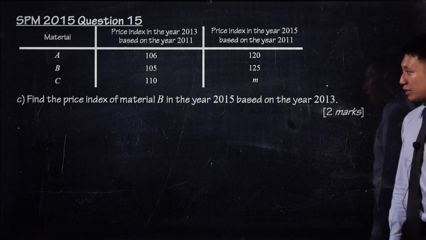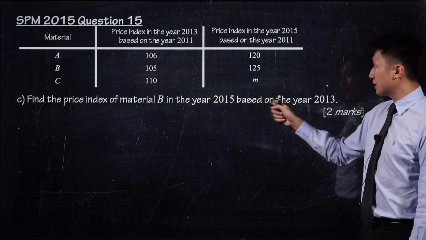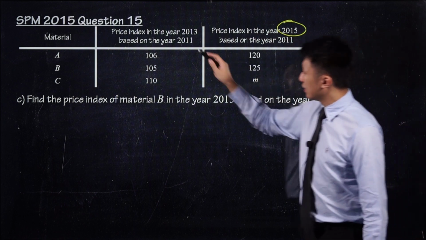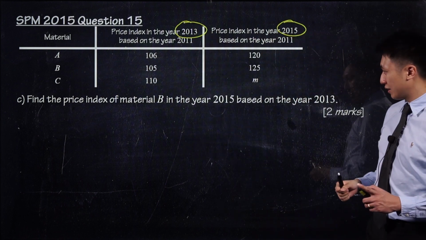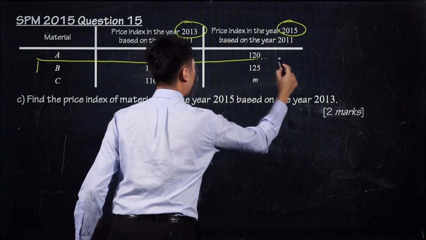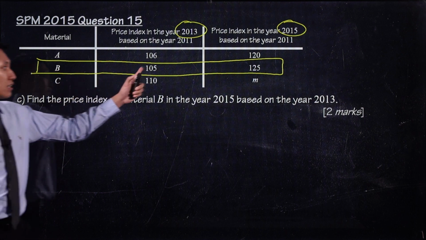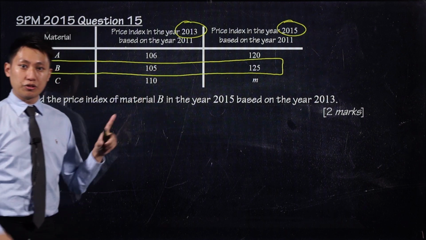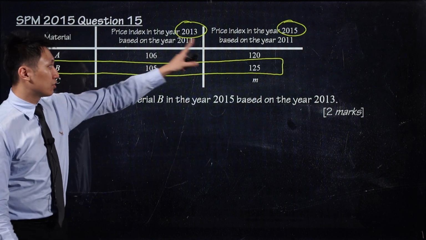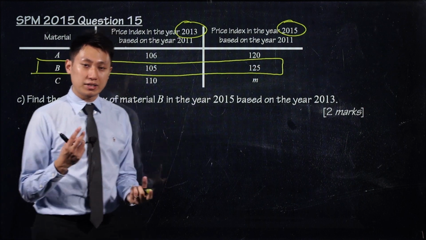Alright, move on to the next one. Find the price index of material B in year 2015 based on the year 2013. Okay, you see here, 15 is here, 13 is here. So which one are we going to find? The price index of material B. I'm just going to look at these few things. Probably it's going to cross. You've got to use two price indices to find one, because this is 2015 based on 2013. It's not shown here. This is 1311, this is 1511. So you've got to mix them to get the answer.